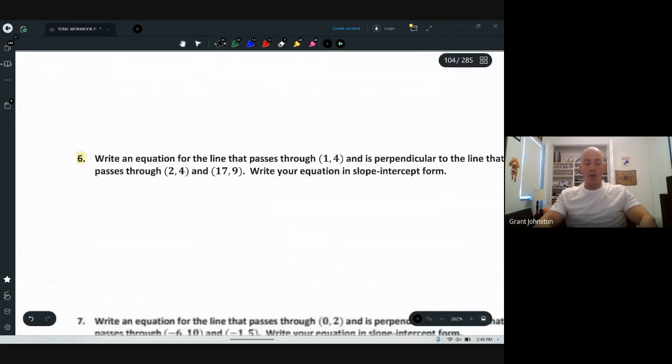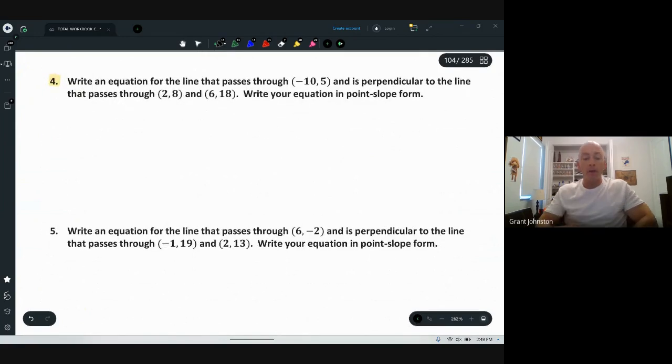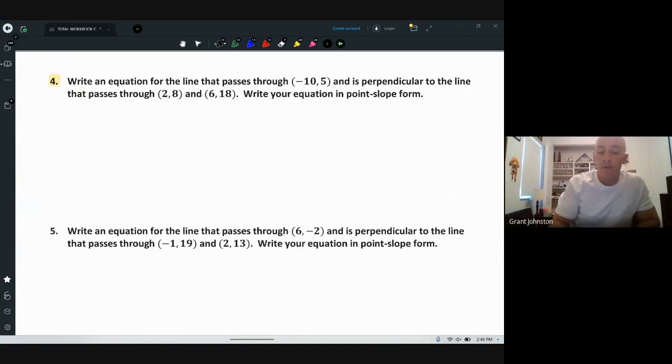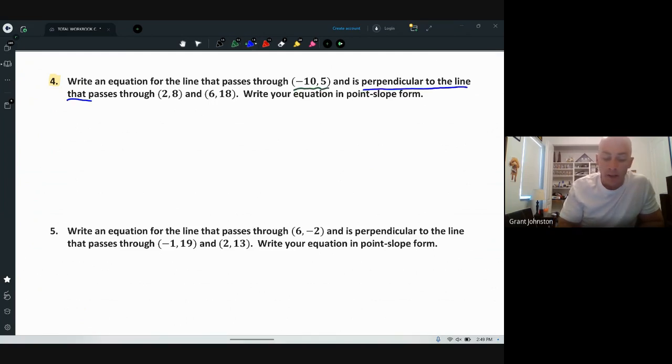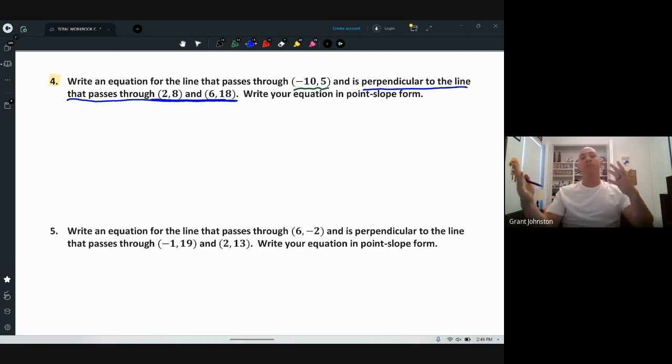All right. Number 4 says write an equation for the line that passes through negative 10, 5. So it's going to pass through this and is perpendicular to the line that passes through these. Okay. So it's perpendicular to the line that passes through 2, 8, and 6, 18. So in order to figure out the slope of the line that's perpendicular to the line that passes through those, we have to find the slope of the line that passes through those before that. So let's find the slope that passes through 2, 8, and 6, 18.